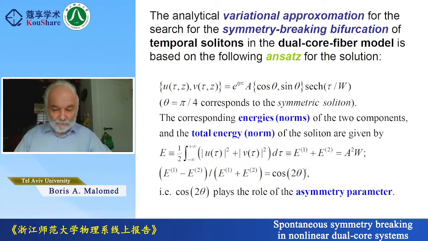So for the symmetric soliton, we have a zero value of the asymmetry parameter. But for other values, yes. Is there a question? No. Okay. So for theta equal to pi over 4, formally speaking, we have indeed 0, as it should be. And for different values of theta, we have a non-zero value of this asymmetry parameter.